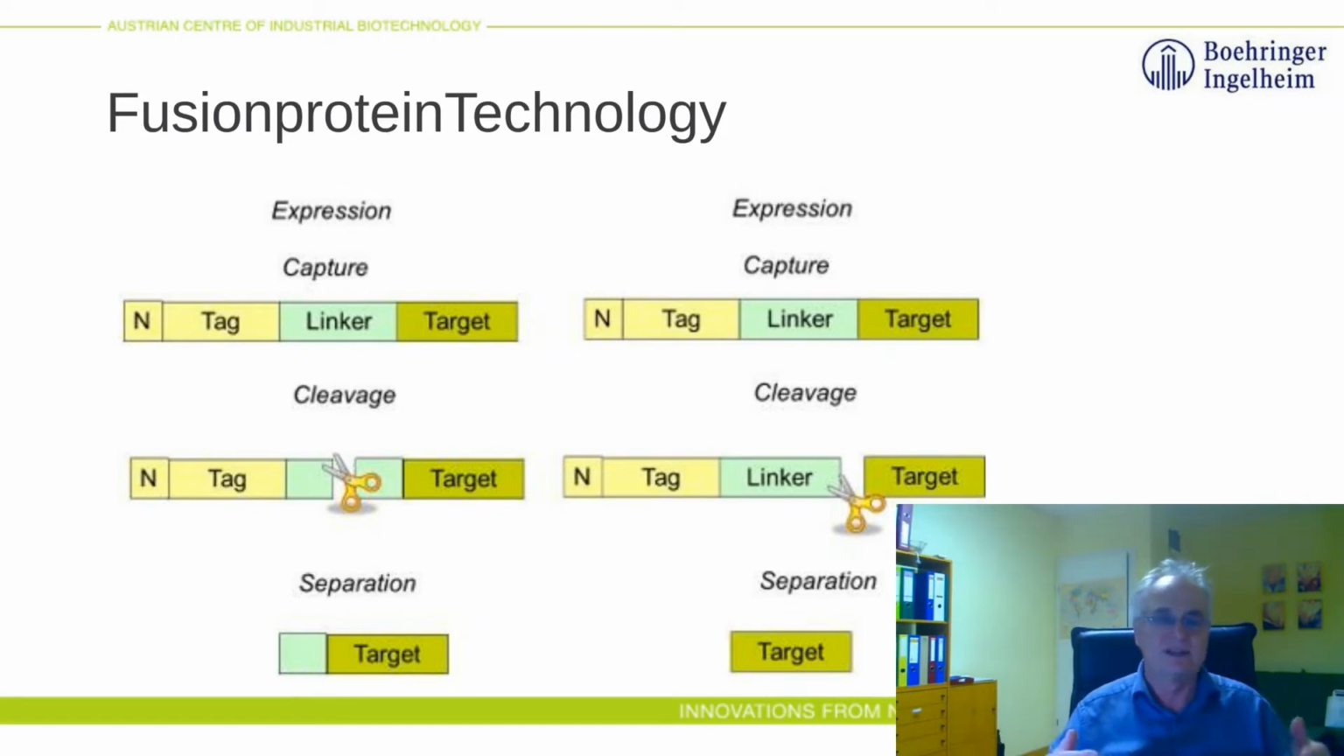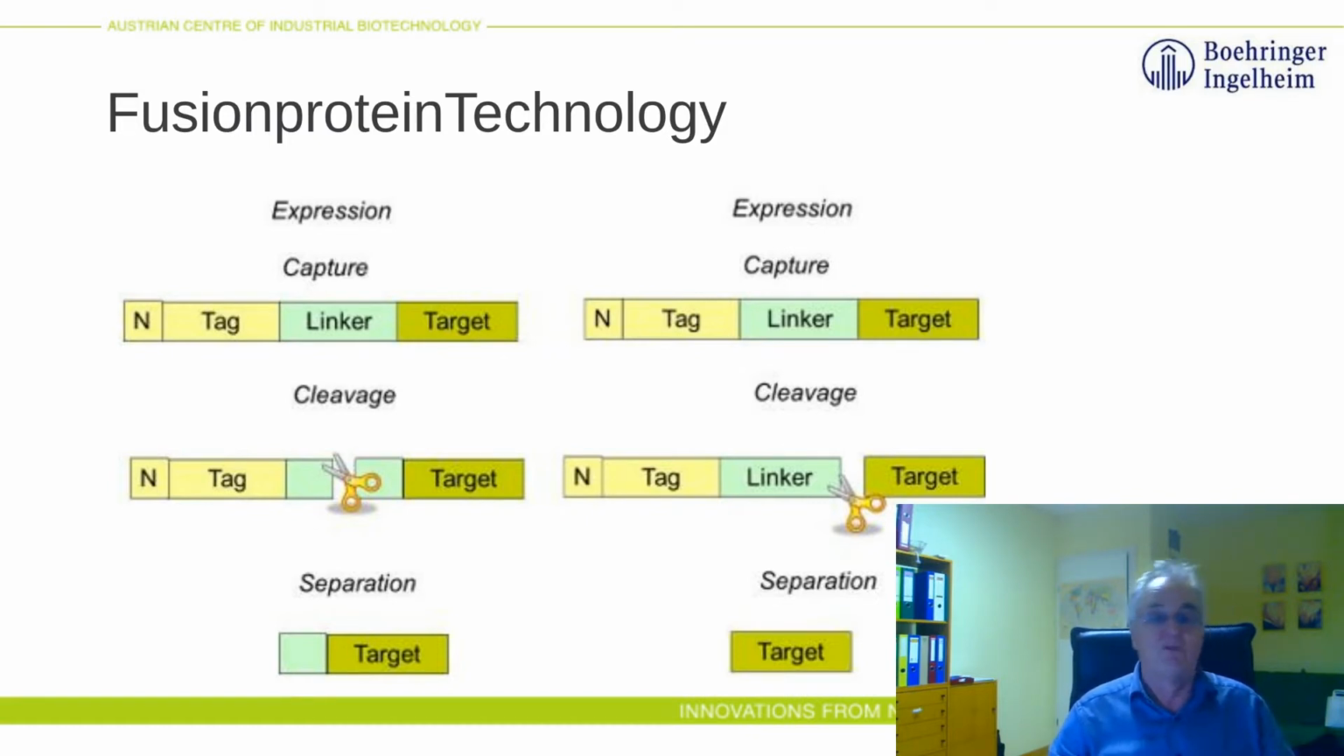Others tried to tag proteins so that you have a purification tag. On the upper left of my slide, you have a purification tag, a linker, and then the target protein, sometimes called the protein of interest. You could express them, then purify them with an affinity chromatography which specifically recognizes the tag. Afterwards, you have to cleave off the tag.